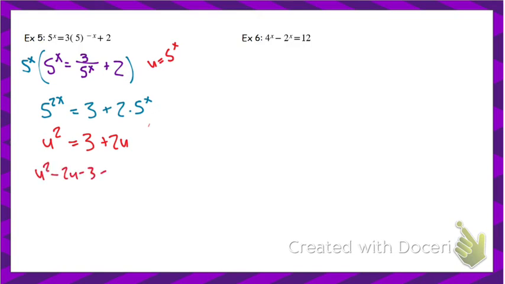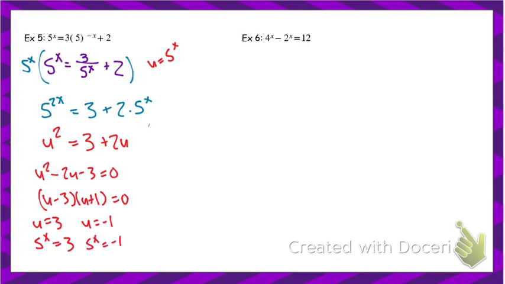So at this point, we can factor and make this u minus 3 and u plus 1. I get that u is 3 and u is negative 1. But again, we're not solving for u, so 5 to the x equals 3 and 5 to the x equals negative 1. So our last step here would be to rewrite these as a log. So log base 5 of 3 is one answer over here, and log base 5 of negative 1. But we know you can't have a negative argument. So that's my answer.